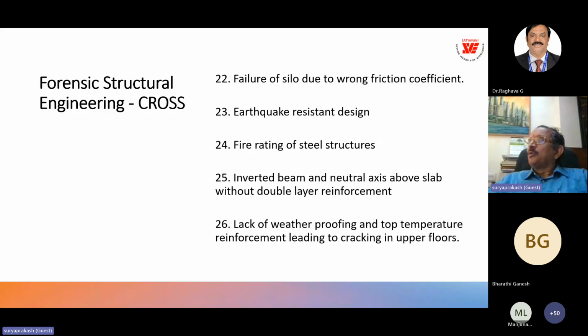layer reinforcement, and lack of weatherproofing and top temperature reinforcement leading to cracking in upper floors. I don't know how many of you would have observed this, even in a stilt plus 5-storied building, the 5th floor invariably will have cracks in the walls, more than the 4th floor and 3rd floor. That is due to the free expansion of the terrace slab, which we can only contain by either doing weatherproofing or providing a top layer reinforcement. Those structures are not required for the sake of temperature. We have to provide the top layer reinforcement.